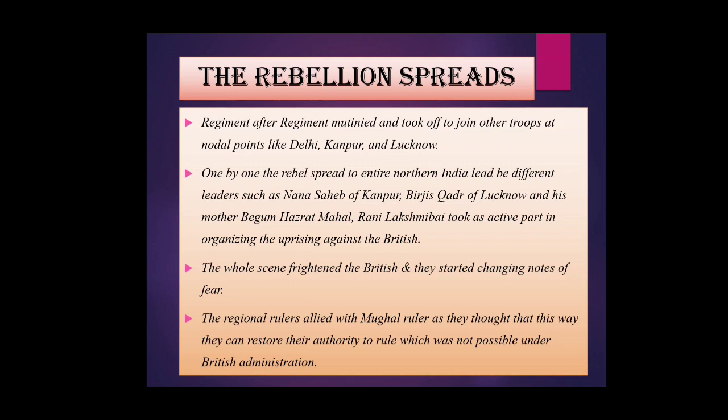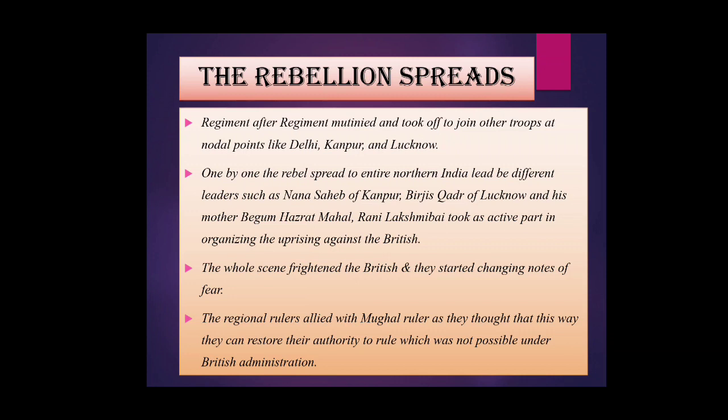Regiment after regiment mutinied and took off to join other troops at nodal centers like Delhi, Kanpur and Lucknow. These are the centers I told you are important on the map. One by one, the rebellion spread to entire northern India, led by different leaders such as Nana Sahib from Kanpur. We read about why Nana Sahib was opposing the British government. Then Birjis Qadr of Lucknow and his mother Begum Hazrat Mahal, and Rani Lakshmi Bai, took an active part in organizing the uprising against the British. So this revolt was supported by these people.